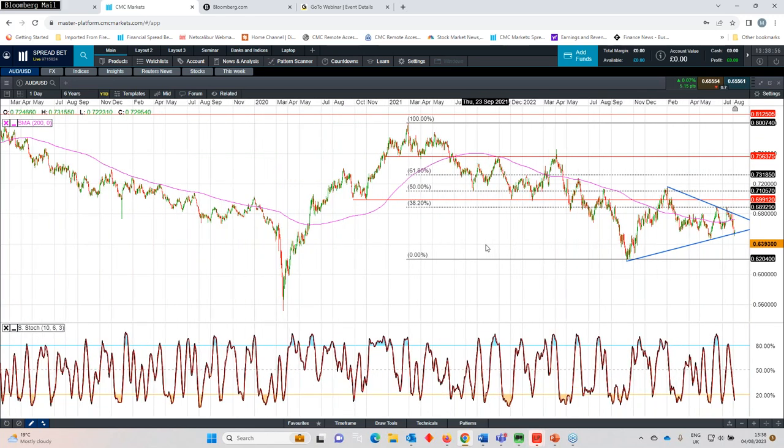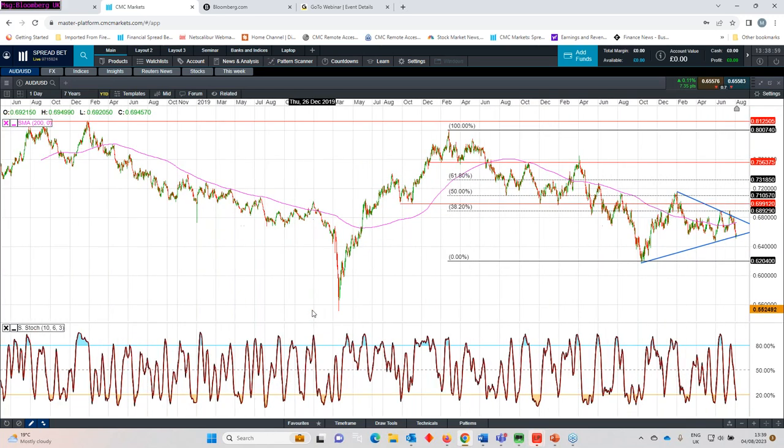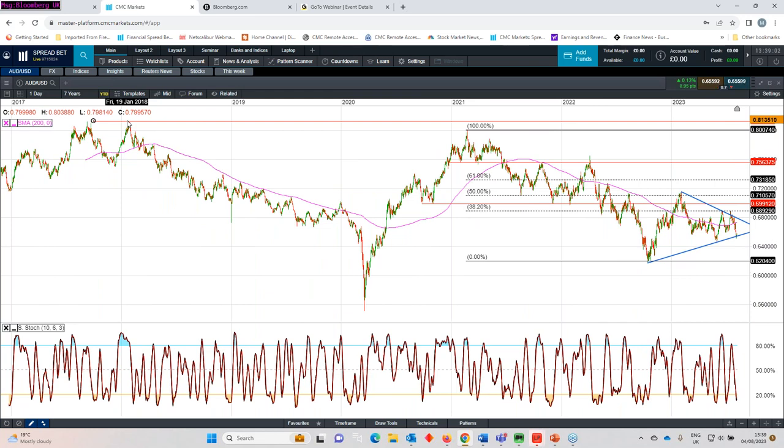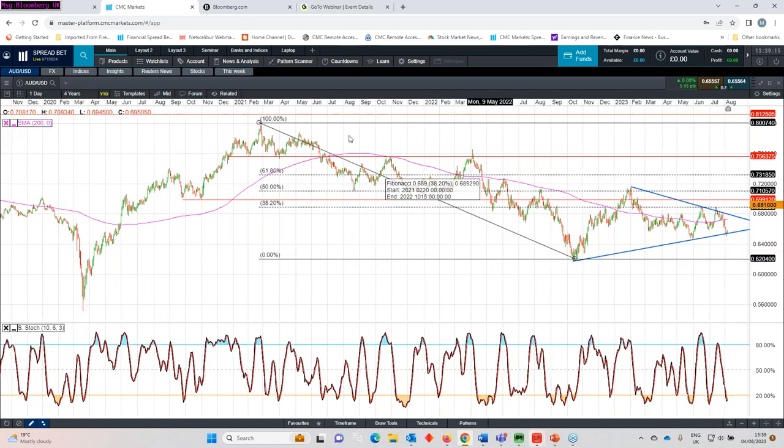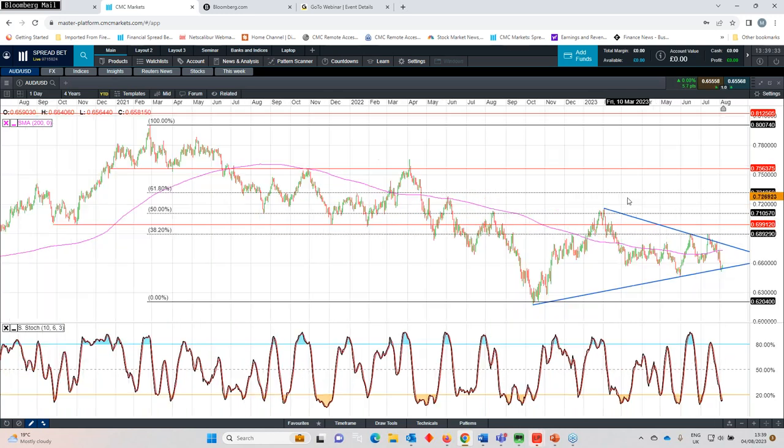If you look at this particular chart, you can see over the last 2 years we've gone from peaks of 81 to lows of 55. We're right in the middle of that. It's pretty much impossible to predict that far out. What we can do is take these fib levels. This is the move from the February 21 highs to the lows we saw in October 2022, and we've rebounded almost 50% of that move.